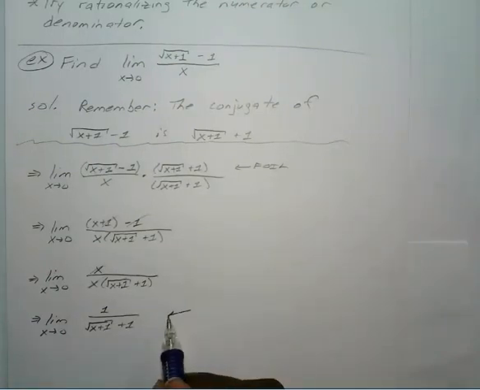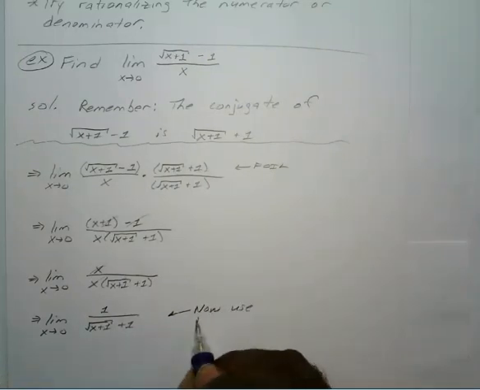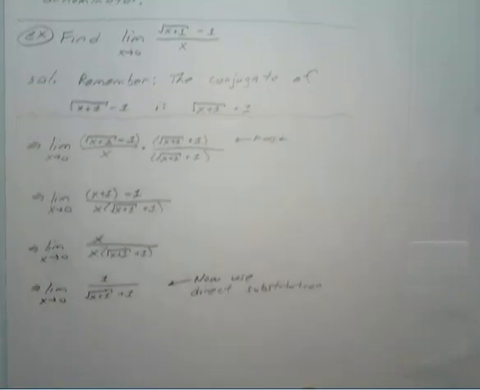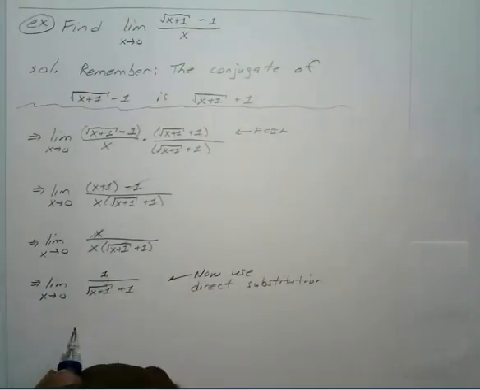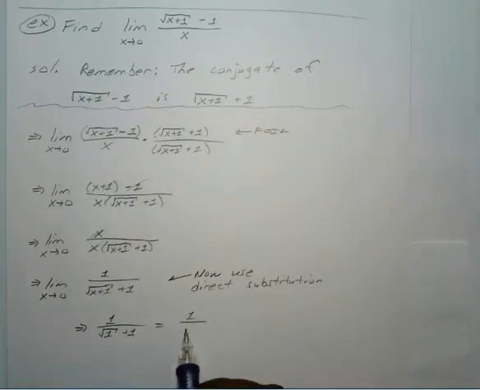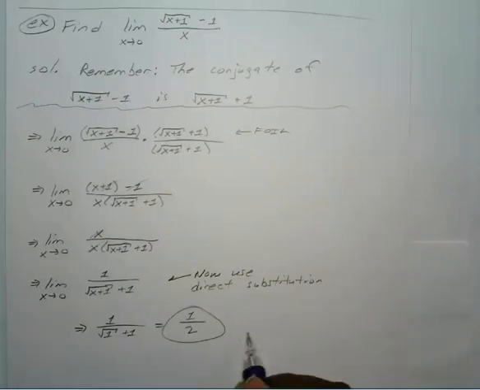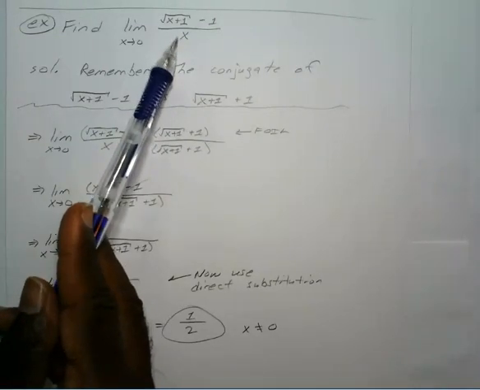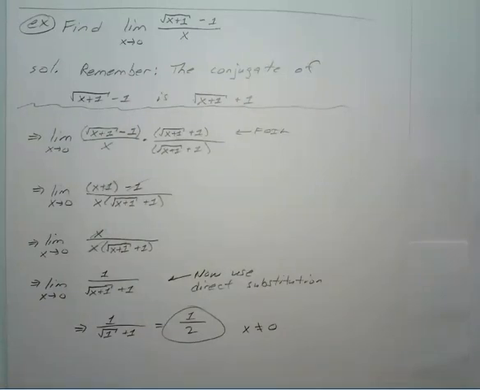Now what do we do? Now use direct substitution. If you plug in x equals 0, you end up with 1 over the square root of 0 plus 1, which is the square root of 1, which is 1, so 1 plus 1, which is just 1/2. But that holds as long as x doesn't equal 0. Even though we manipulated it a little bit, x still can't equal 0, because in the original form that would give you a denominator of 0. But we do know that the limit will be 1/2.